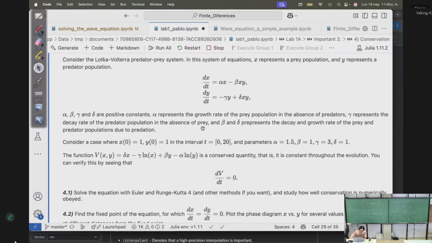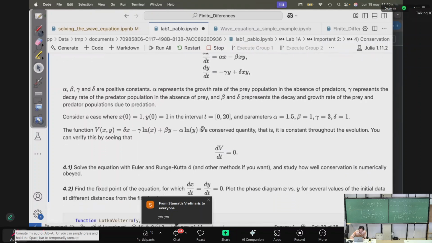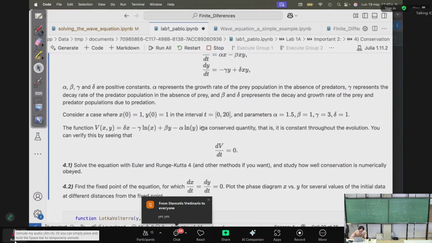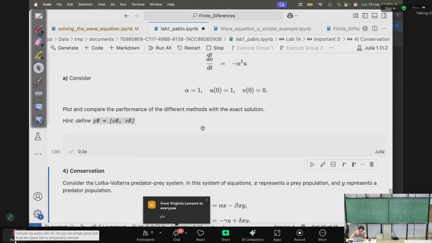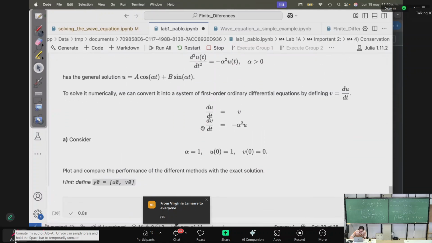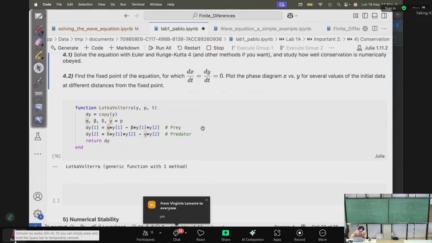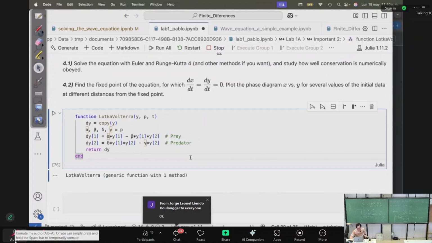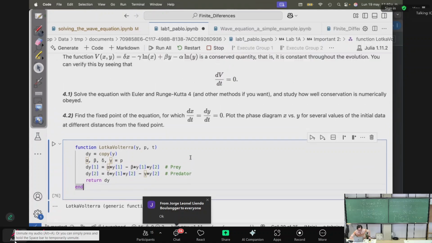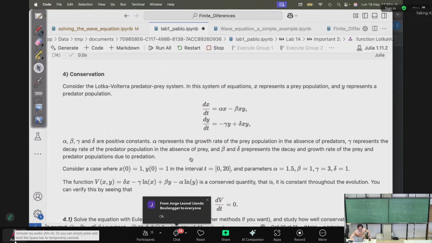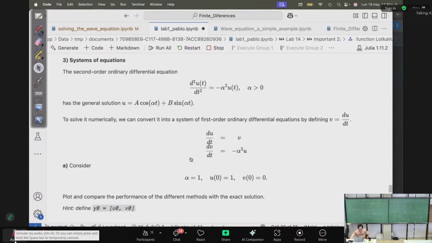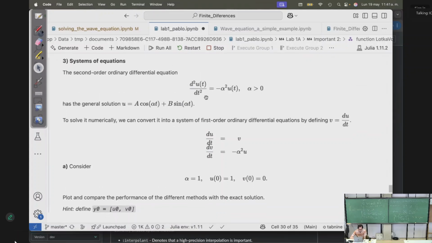Because in that case, I wanted to try to solve with you some of the system of equations. I was trying to implement it right now, but I hadn't finished doing it. So I wanted to talk a bit about the Lotka-Volterra equations, which is actually number 4. Exercise number 3 is actually very similar to the previous one.